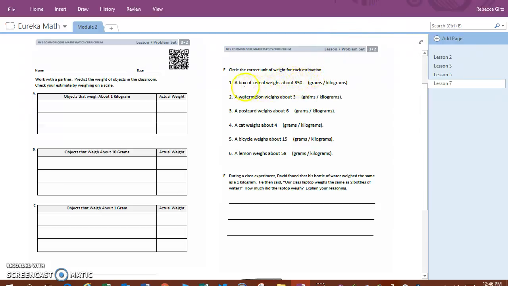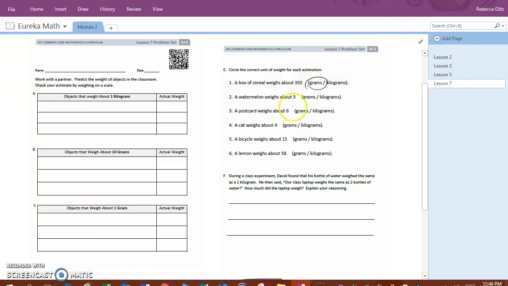Part E says a box of cereal weighs about 350 grams or kilograms. Think about it. 350 grams would be 350 paper clips. 350 kilograms would be about 350 bags of that rice or those beans. So if you think about it, it has to be grams because 350 kilograms would be really hard to even lift and pour into a bowl.